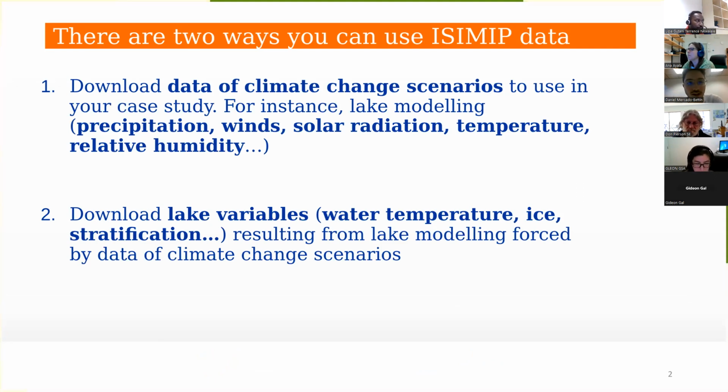Then the second way to use ISIMIP data is to directly use the output from the impact models. So you already know that we have different sectors. We have the water sector, the hydrology, biomes, we have forests, we have agriculture, and we have many others. So we have also the lake sector. We have output from the lake sector after forcing the lake models. And then we obtain water temperature, ice stratification, and many other variables that I will show you now, and you can see the full list of them in the protocol of ISIMIP.